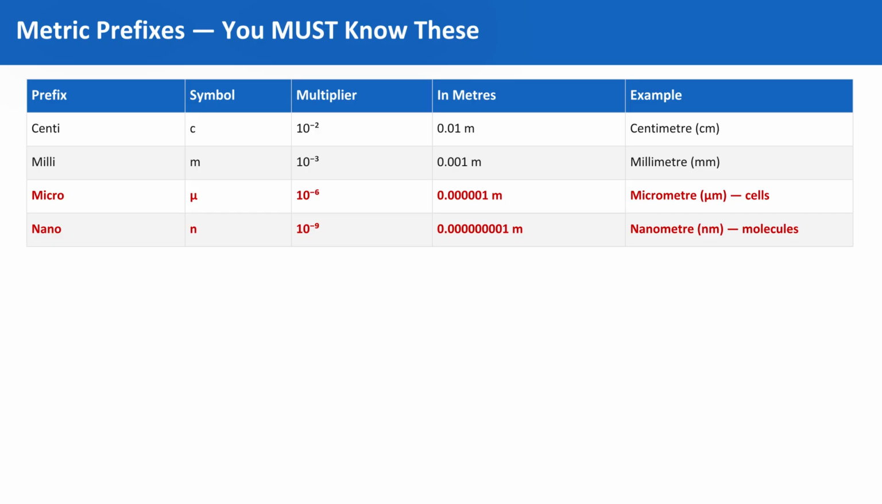1 micrometer is 0.000001 meters. Nano means 1 billionth. This is used for very small things like molecules and ribosomes.